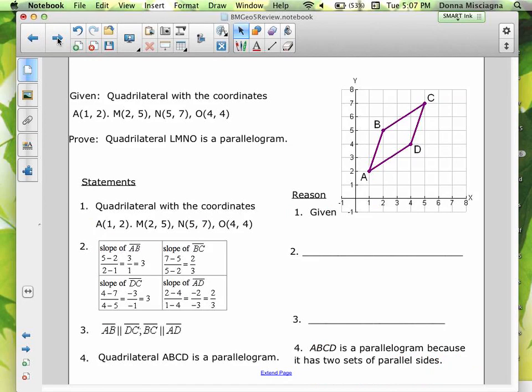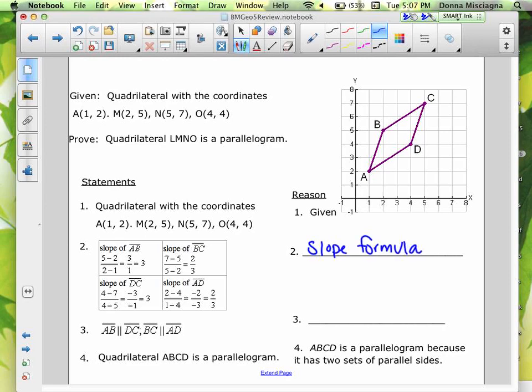And one of those formulas we can use is we can find the slope, because we know some things about the slopes of parallelograms. And so our reason for number 2, this is the slope formula. So we can use the slope formula to find the slope of sides of a figure on a coordinate plane. AB is parallel to DC, BC is parallel to AD. How do we know that those lines are parallel? Because they have the same slope. Parallel lines have the same slope.